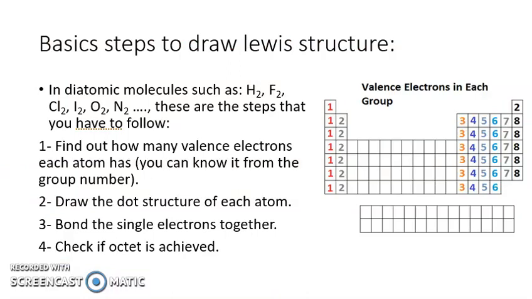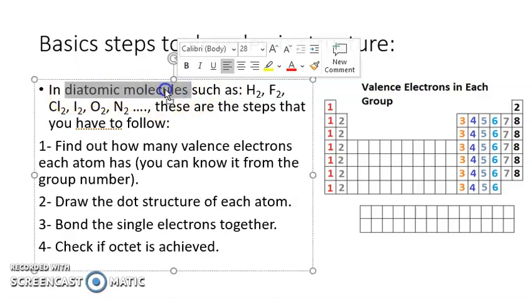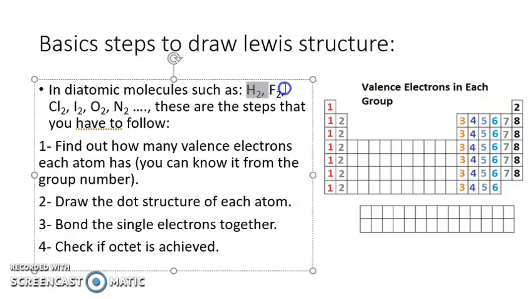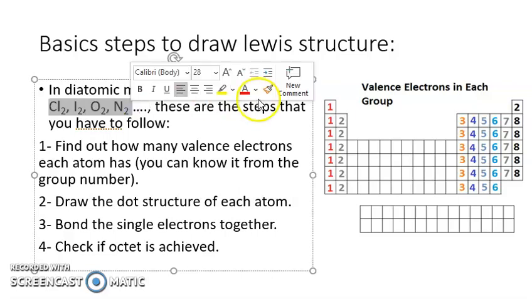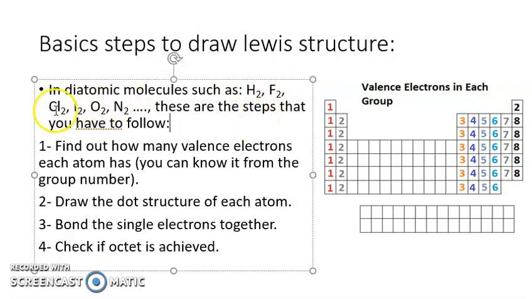Now let's check how we can draw Lewis structures. Lewis structures are the drawings of the molecules, the covalent molecules. First part will be drawing diatomic molecules, ones that involve 2 atoms, like these: H2, F2, Cl2, I2, O2, N2. You have 4 steps. First, you need to know the valence electrons for every atom. How do you know this?